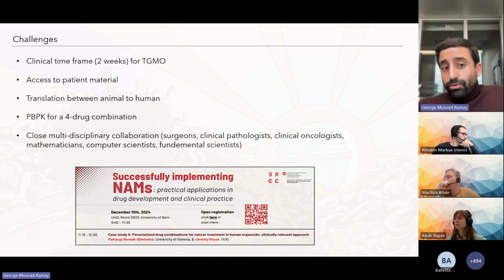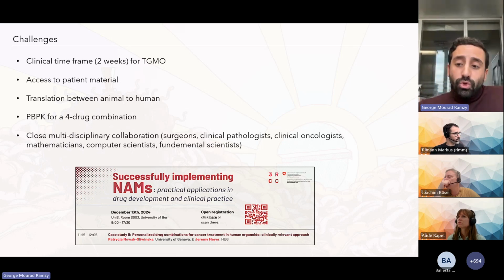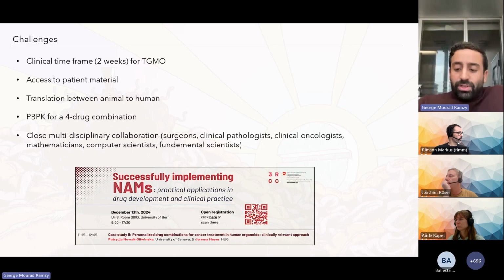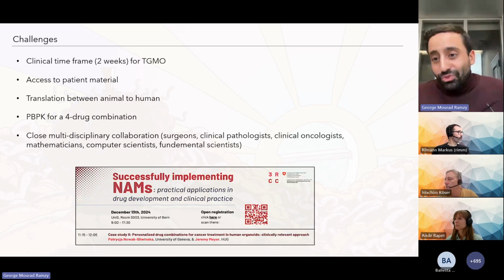And finally, the PBPK for a 4-drug combination has never been reported before. Because there are no clinical trials with, for instance, four drugs co-administered together to patients, one of our main current challenges is comparing the profiles that we are generating with data from the literature. And finally, it doesn't seem at first like a problem, but a primordial condition is very close collaboration with multidisciplinary actors within a project like this: surgeon, clinical pathologist, clinical oncologist, mathematician, fundamental scientist, in order to bring them all together and work in a streamlined way. This represents one important challenge for us.